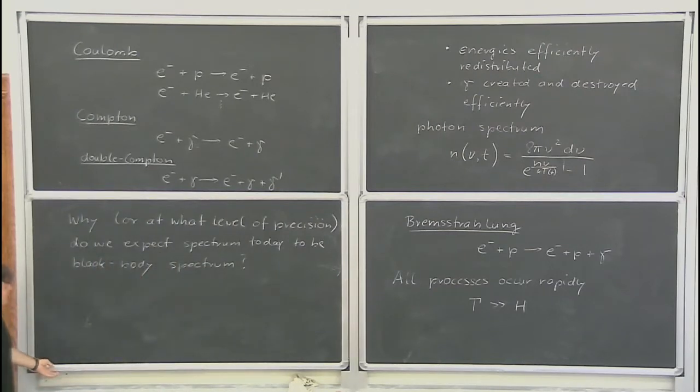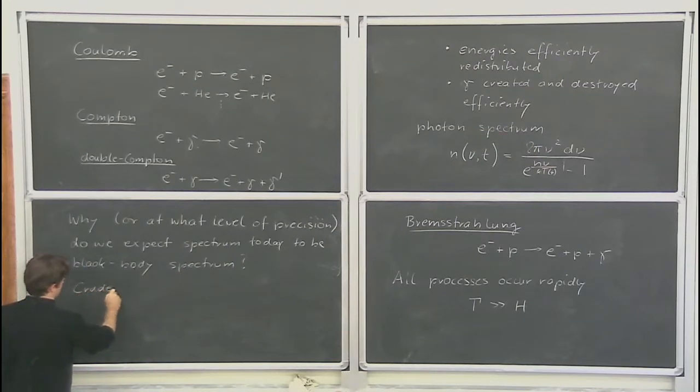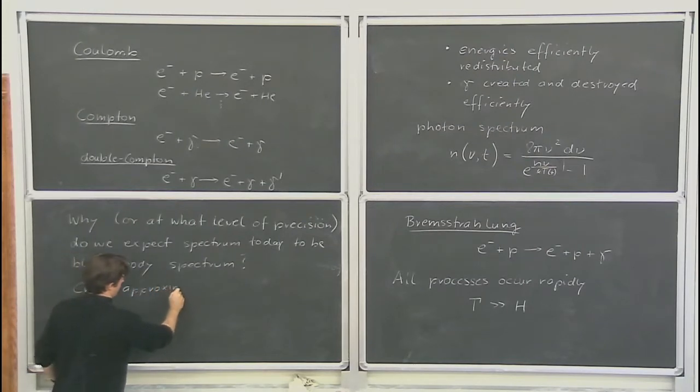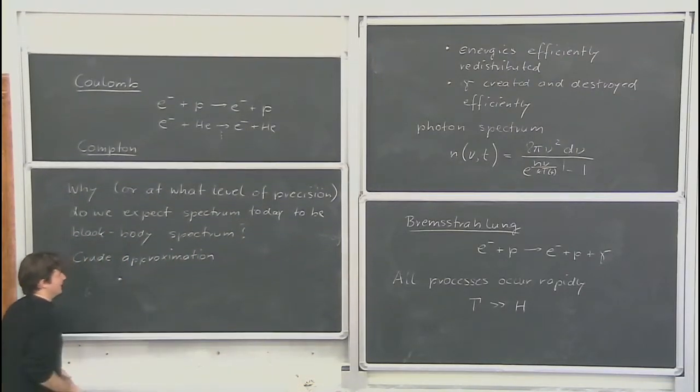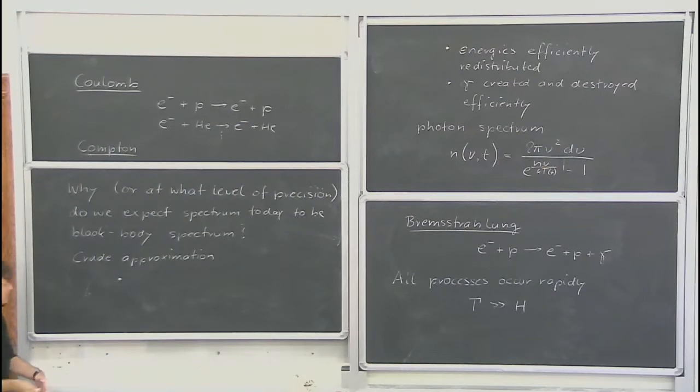And we'll do this in a very crude approximation for now. So for now, we'll consider a very simplified picture, and then we'll understand how to do better than that. So in this crude approximation, what we'll assume is that the photons remain in thermal equilibrium all the way until last scattering.